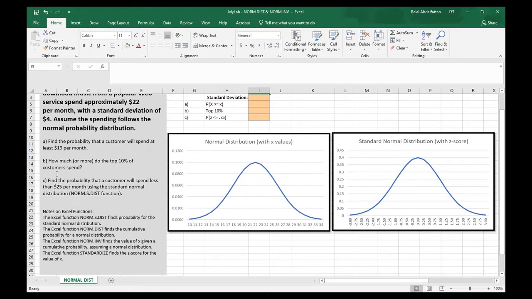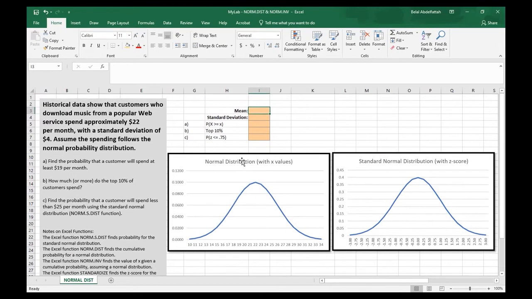Part A is asking for the probability that a customer will spend at least $19 per month. Part B is asking for how much or more the top 10% of customers spend. And part C is asking for the probability that a customer will spend less than $25 per month using the standard normal distribution function. So let's go ahead and tackle this one at a time.